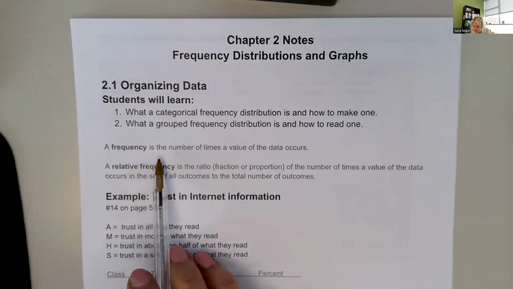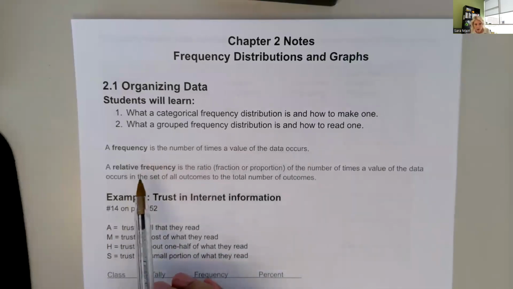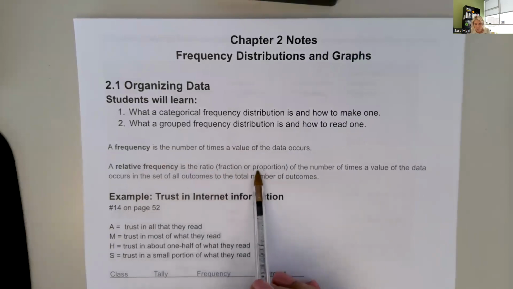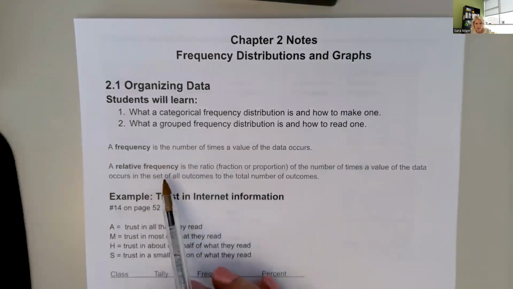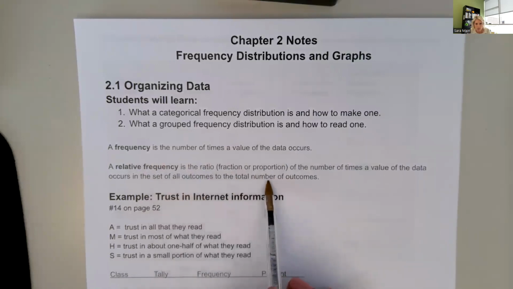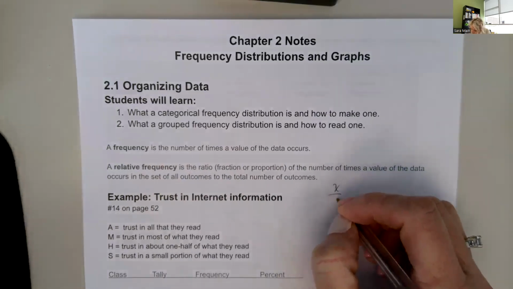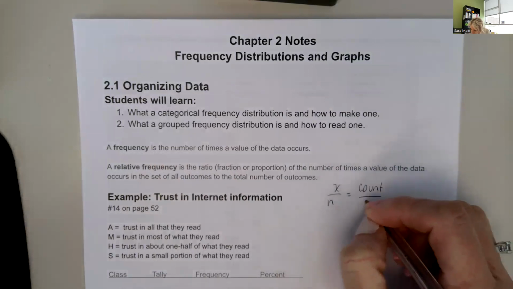So a frequency is the number of times a value of that data occurs. A relative frequency is the ratio, it can be in a fraction form or a proportion, of the number of times a value of the data occurs in the set of all outcomes to the total number of outcomes. So it's usually written as X over N, or count over total.